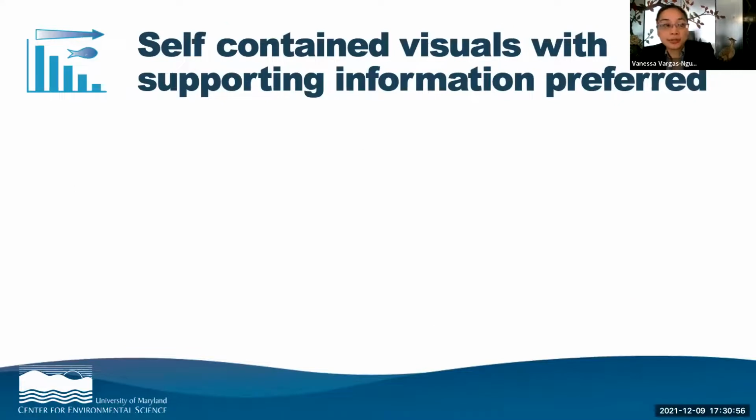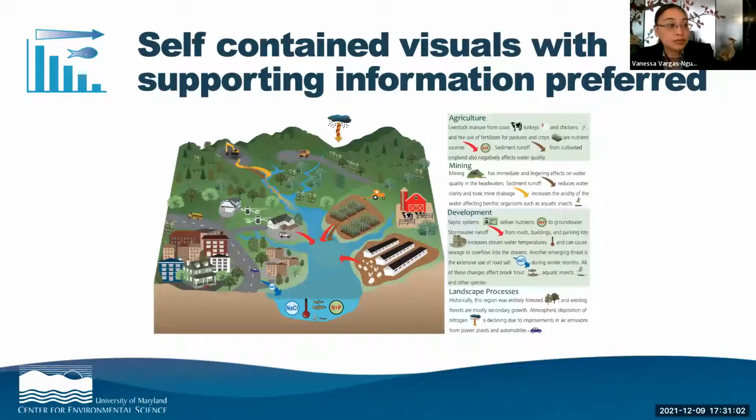The next principle is making our visual as self-contained as possible, like this conceptual diagram, where the symbols are embedded in the caption, is preferred. You don't need to read the entire text or find the description in the text to understand what this diagram is actually saying.